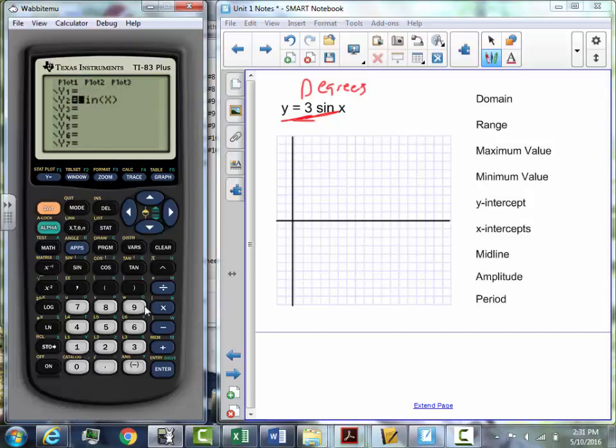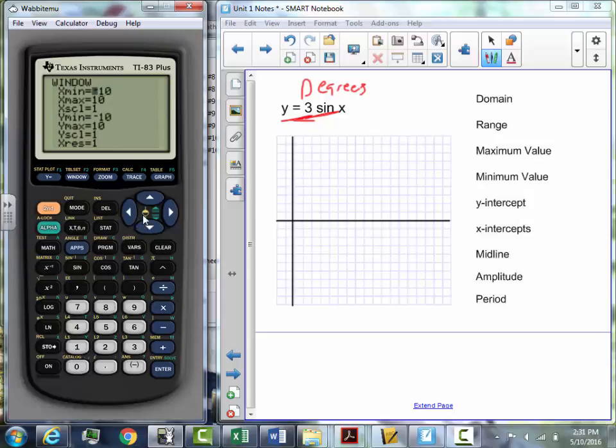And let's type in 3 sine x. Now, one more thing though. If I just press graph without looking at it too much, I may get a good picture, or I may get something completely useless. Like this isn't bad. But if you were to do a zoom standard, it looks like this perhaps, which is useless to you.